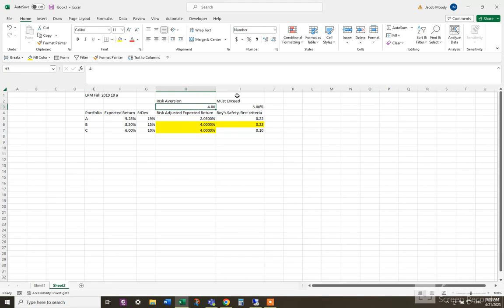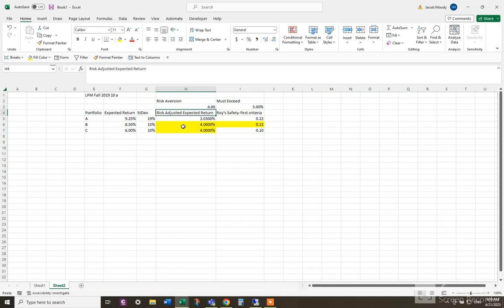Then they said that they must exceed a return of 5%. So that's their hurdle rate. You could consider that their risk-free rate if you're looking at the formula, but we're going to use this 5% for their hurdle rate. And then we need to recommend portfolios based on the risk-adjusted expected return and the Roy's safety first criteria. Now the Roy's safety first doesn't use the risk aversion, and vice versa.